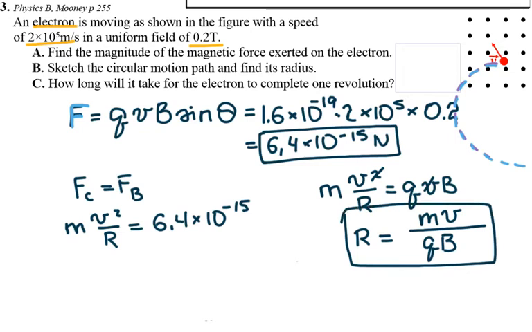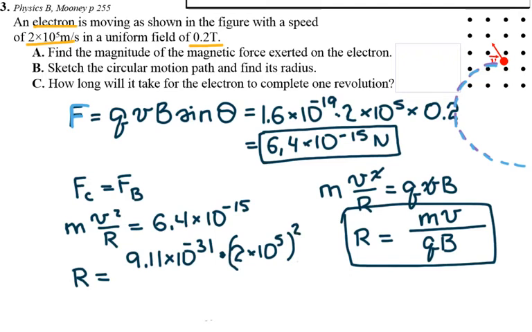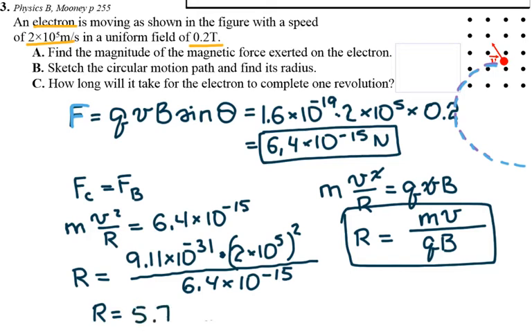So I could use this formula to calculate the radius, or I can just calculate the radius by plugging in the numbers. So I will have the radius equal to the mass of the electron, which is 9.11 times 10 to the negative 31st, times the velocity of the electron squared, which is 2 times 10 to the 5th, all of it squared, divided by the force of the magnetic field that I calculated, 6.4 times 10 to the negative 15. So I get the radius of curvature for the electron when it's rotating is equal to 5.7 times 10 to the negative 6 meters.